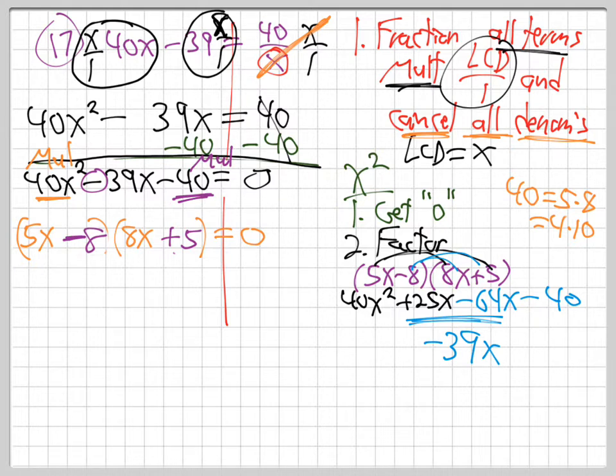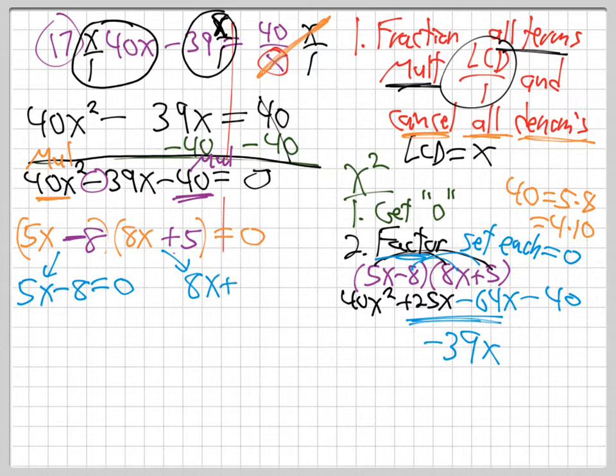So now what do we do after we have it factored? You factor and you set each equal to 0, right? So then the 5x minus 8 is 0. And the other one, the 8x plus 5 is 0. You have two separate equations, right? Because if two things multiply to be 0, either one can be 0 to make that happen, right?